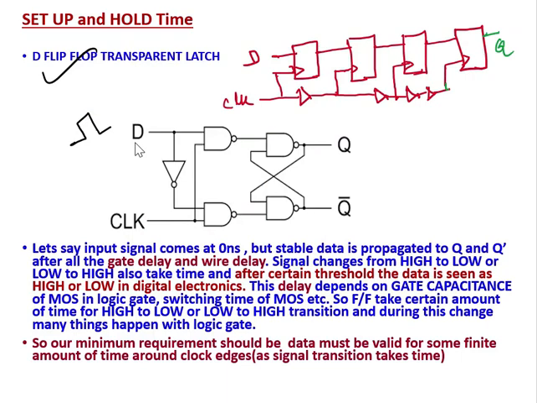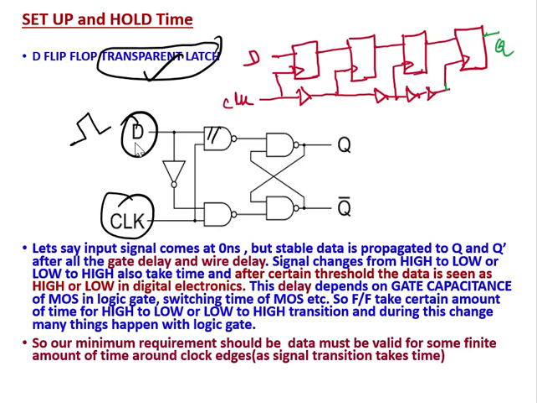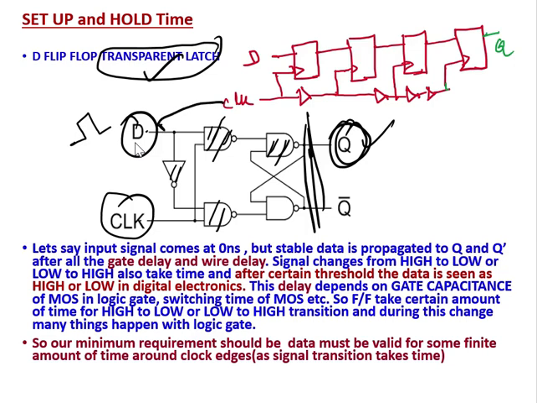This is the example of a D flip-flop. Actually, this is a transparent latch. See here, this is the D input, this is the clock, and it has to pass through all these NAND gates and this inverter. Then we get the input signal at the output here, and it is reflected at Q. So it has to pass through all these basic gates, so definitely it is going to take time. It is never instantaneous. It takes time for D to pass to this point, and for the clock signal to pass through this one.